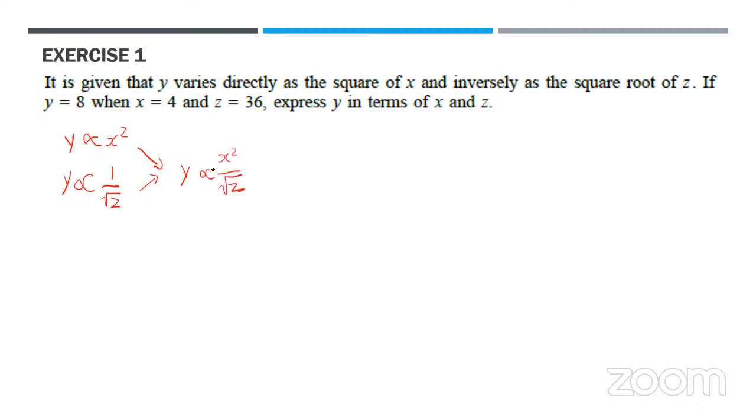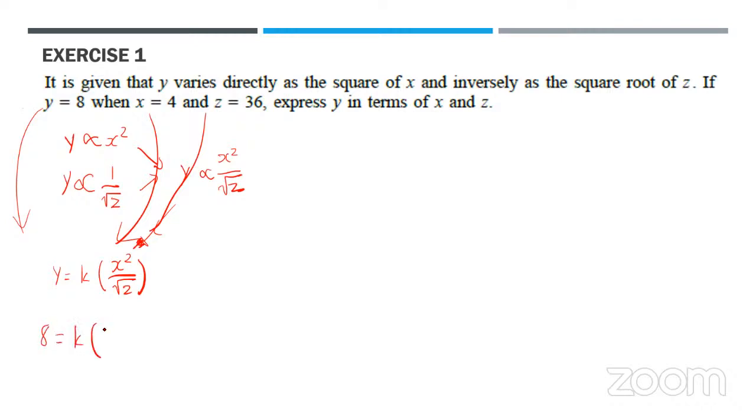Now you want to express y in terms of x and z, so we need an equation. This becomes y is equal to k multiplied by x squared divided by the square root of z. Now we need to find the constant k, which means subbing in y, x, and z. So y is equal to k multiplied by 4 squared divided by the square root of 36, and we can try and figure it out.